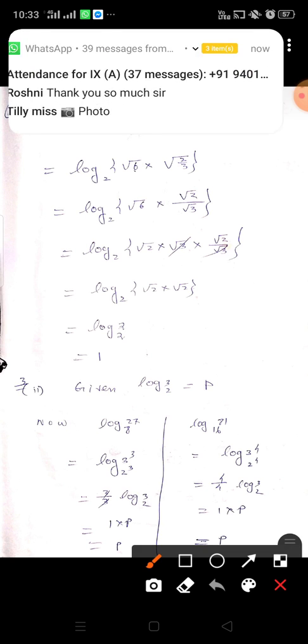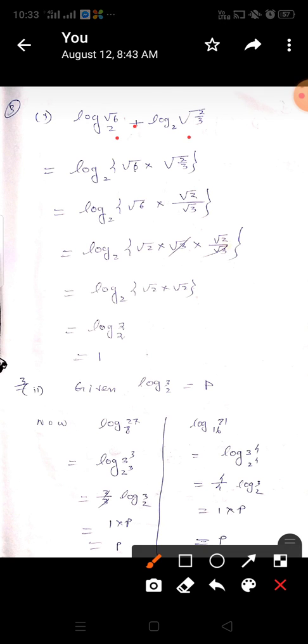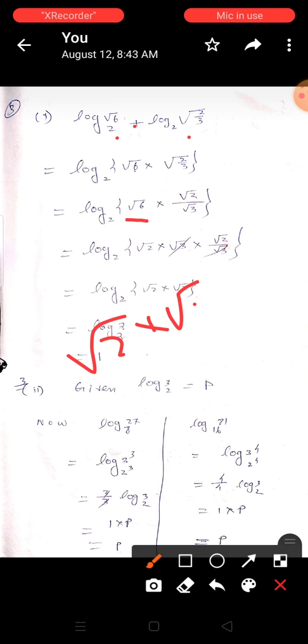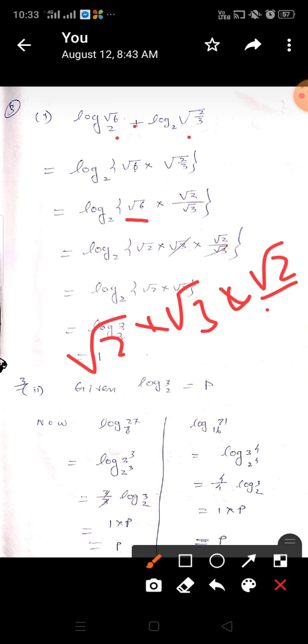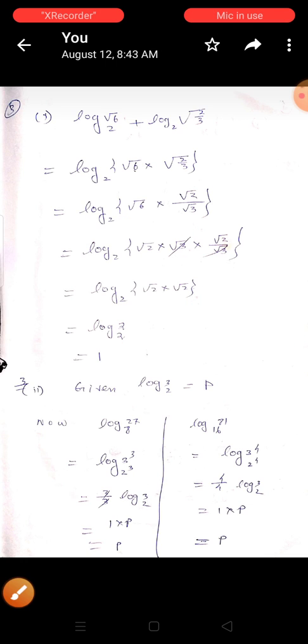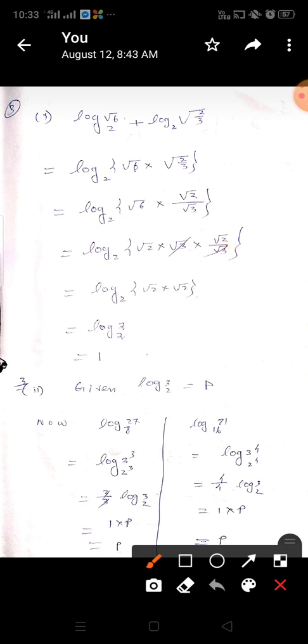Next one, the base is the same and this is a plus sign. So root 6 into root 2 by root 3. Root 6 can be written as root 2 into root 3, into root 2 by root 3. And root 3 cancels. Root 2 into root 2 will be 2. Log of 2 base 2 is equal to 1.